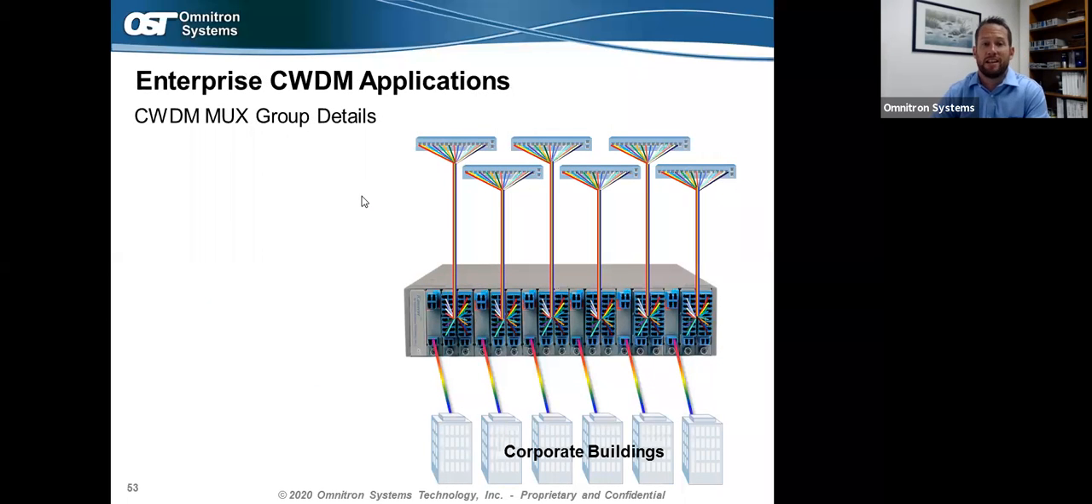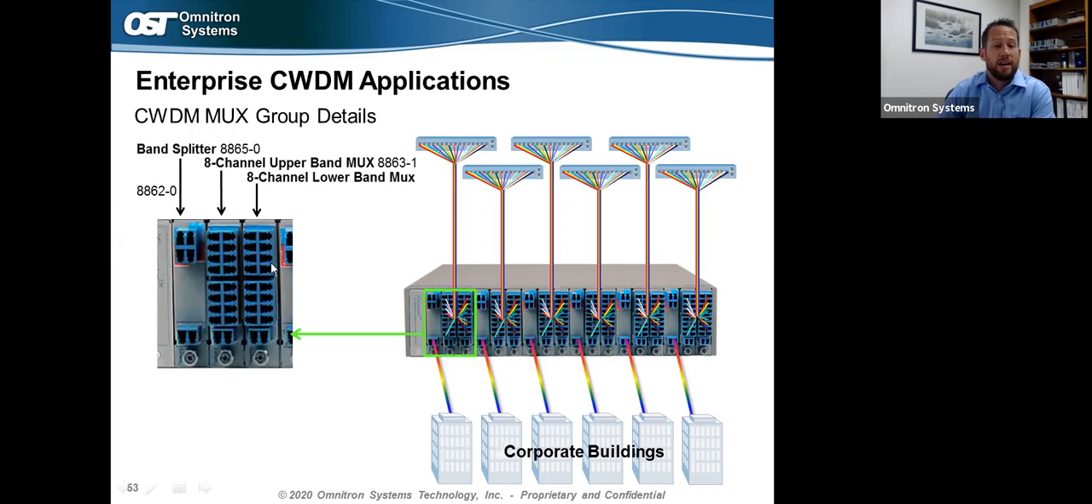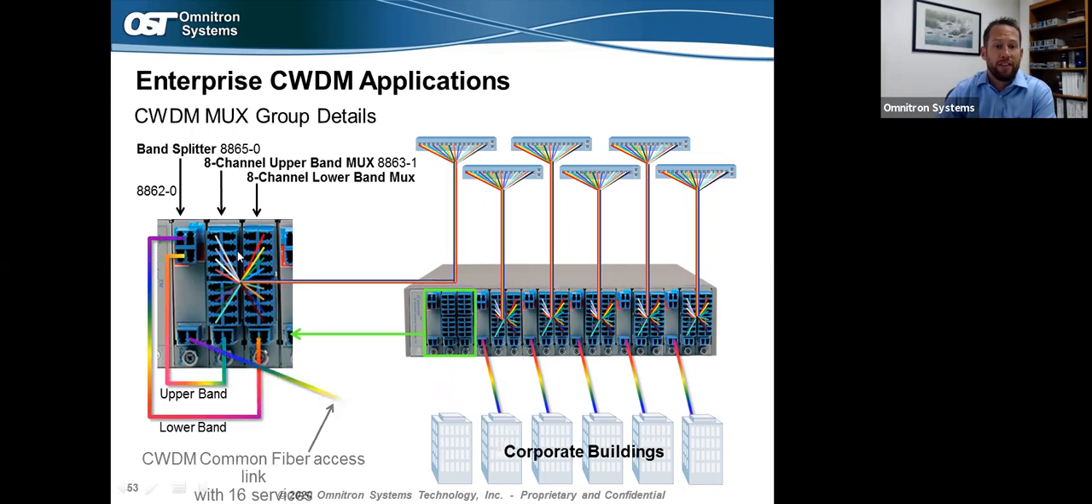Here's taking a closer look at that CWDM enterprise application where you have our 19-slot chassis with a few different CWDM multiplexer groupings all installed on this one chassis here. So again, all the 16 different channels coming from the switch here at the core network. And from there, they're going to be combined with 2 of our 8-channel multiplexers into what we call the band splitter. It's part number 8865-0. So you have the upper band and the lower band both being combined into these channel ports, and then all that data being sent out of the common port over this common fiber access link out to the corporate buildings.